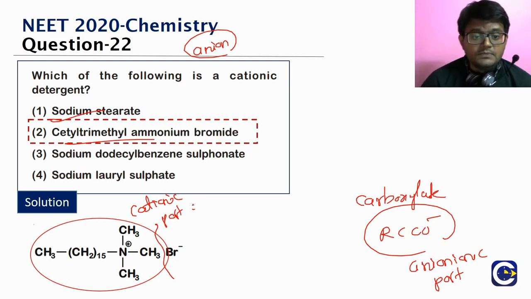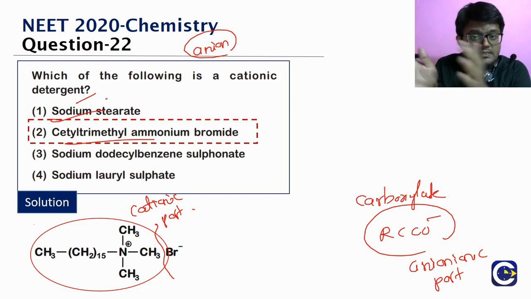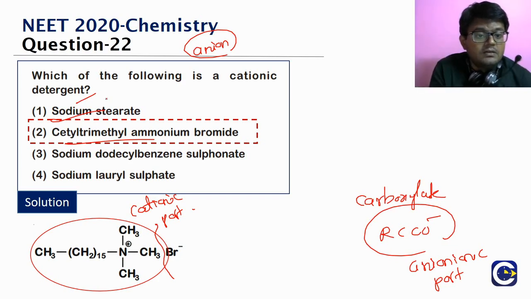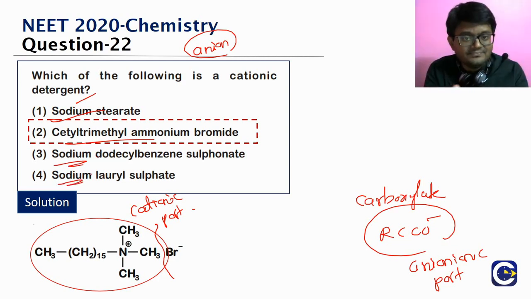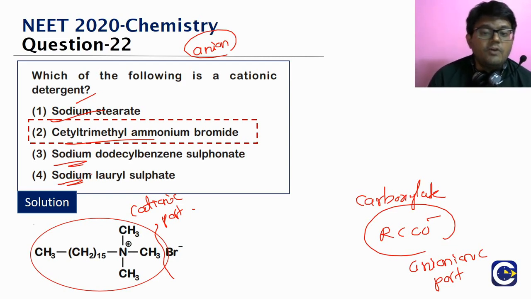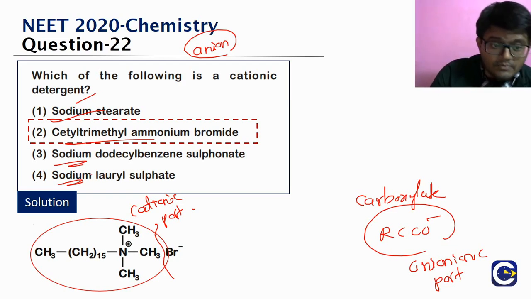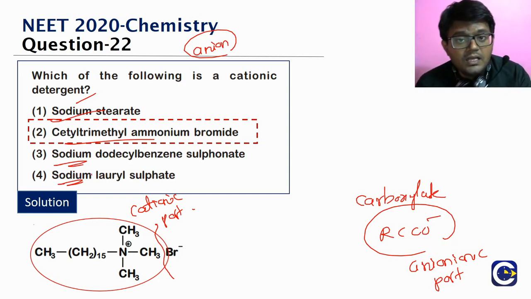Okay, the others. If you see the other molecules, we can see sodium stearate. When Na+ ions are released, the remaining part will be the anion. Here also sodium is released, so the remaining part will be the anion part. Here also, when sodium is released, the remaining part will be the anion part. So generally, in most of the examples, the anionic part will be forming the micelle. In examples like cetyl trimethyl ammonium bromide, the cation will be forming the micelle.